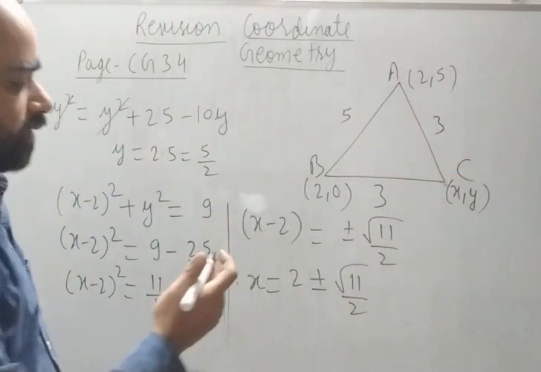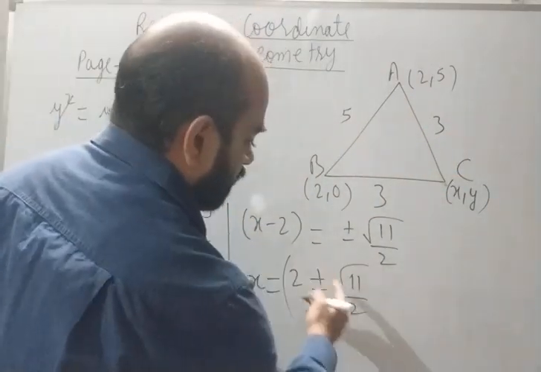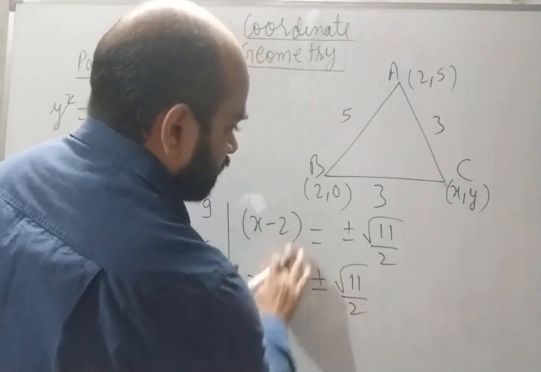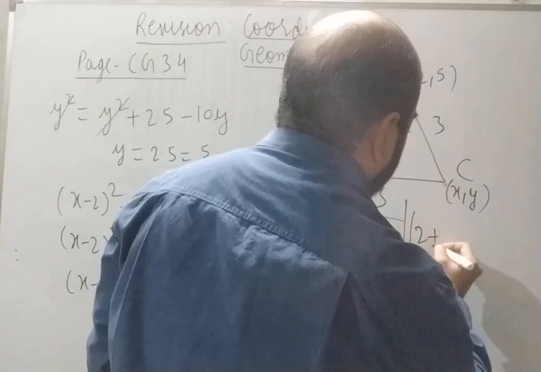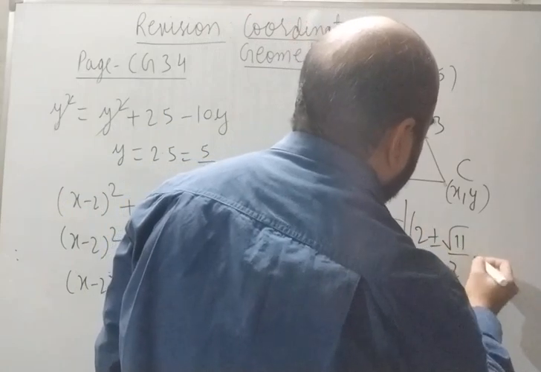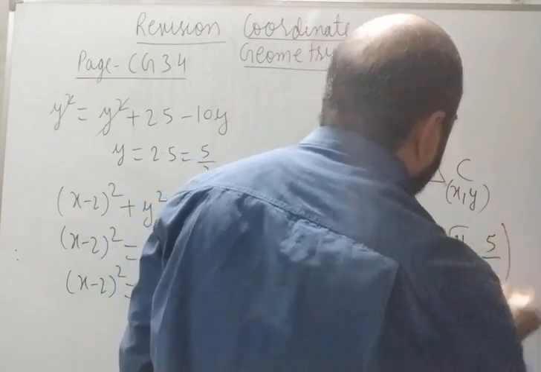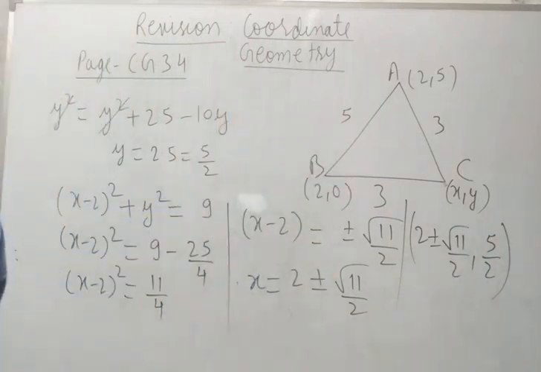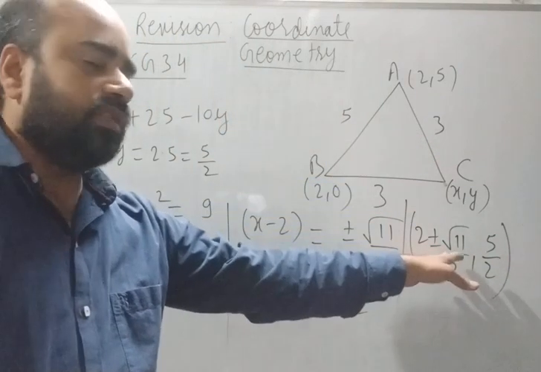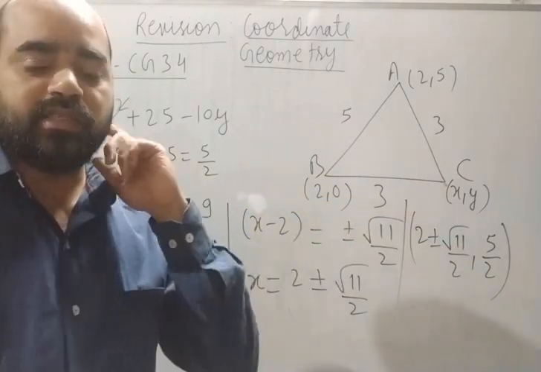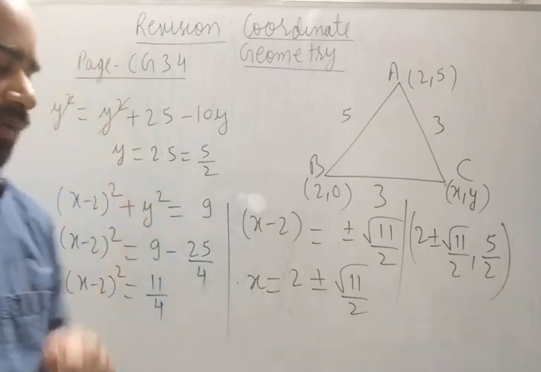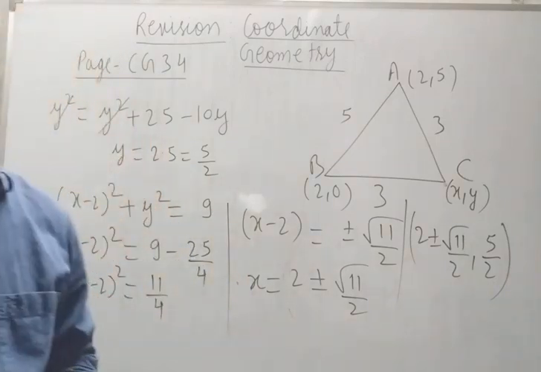So we are having the point what? 2 plus minus root 11 by 2 comma 5 by 2. So the coordinate will be 2 plus minus root 11 by 2 comma 5 by 2. So this will be the coordinate of the third vertex, either it is positive or negative. If x is positive, first quadrant, and if x is negative, it means second quadrant. Clear? Next.